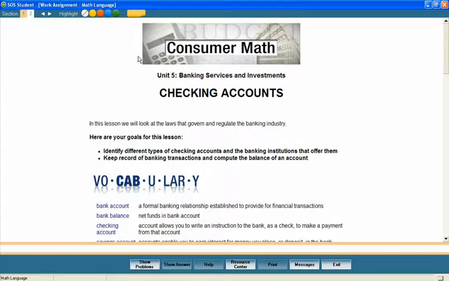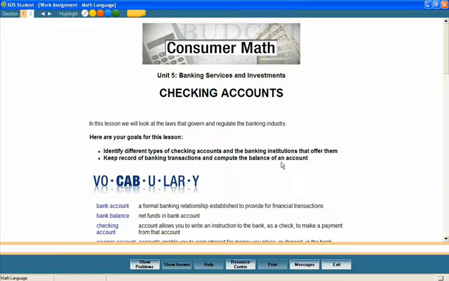In a unit entitled Banking Services and Investments, let's look at a lesson called Checking Accounts. Most lessons begin with a brief introduction and a list of goals or objectives for the lesson. These objectives help students stay focused on important lesson content and provide parents with an effective way to measure mastery of lesson content.